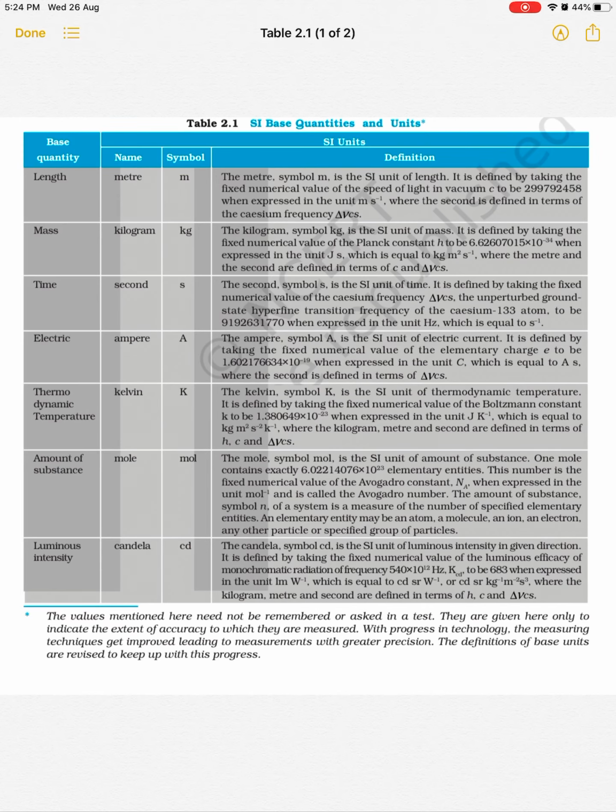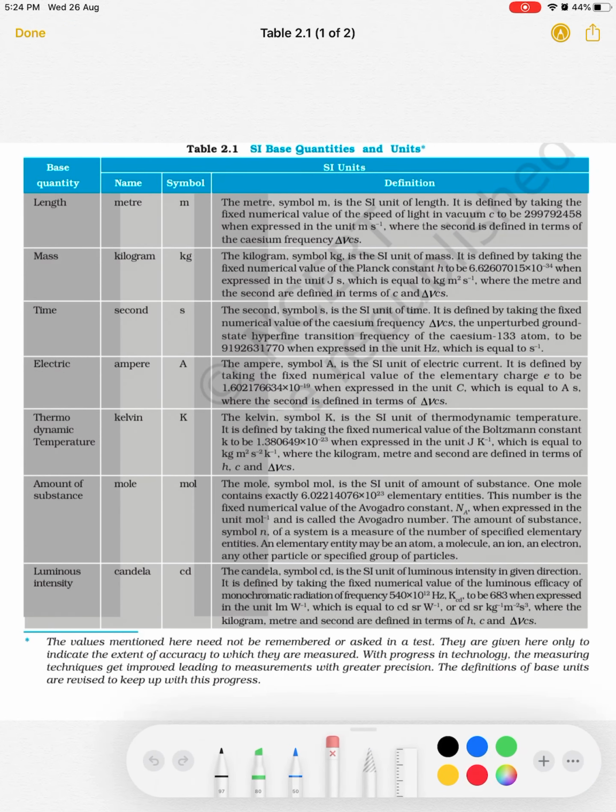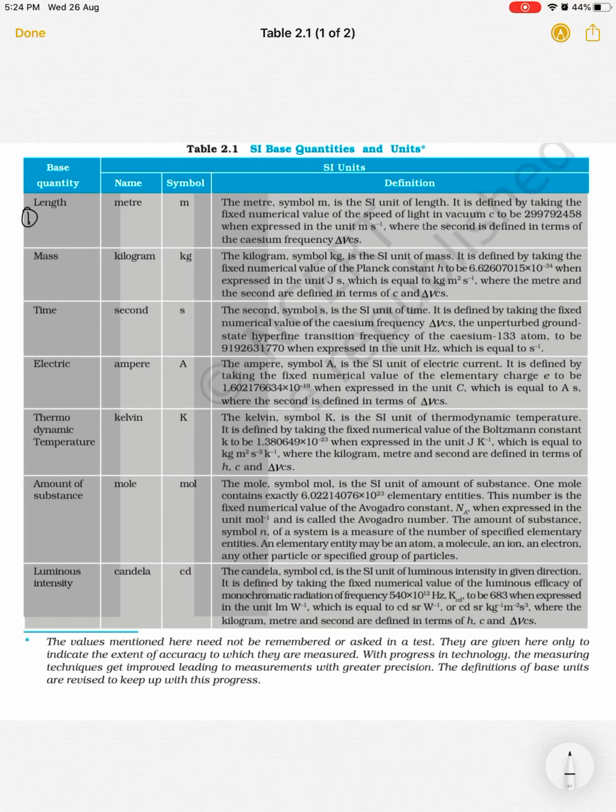In the SI system, we have 7 base quantities. These are called base quantities because they are not derived from any other physical quantity. They have their own origin, that's why they are called base quantities. And here are the 7 base quantities. The first base quantity is length, and the name of the unit is meter, and the symbol for the meter is small m. The second base quantity is mass, and its unit is kilogram and the symbol is kg. The third base quantity is time, and the unit is second and the symbol is small s. So these three physical quantities, length, mass and time, are used in mechanics.